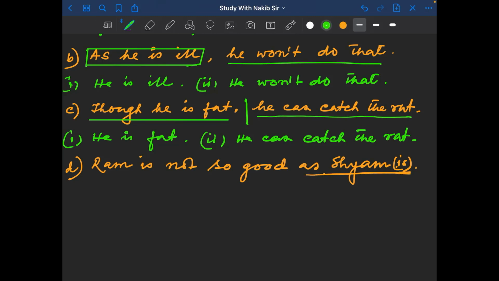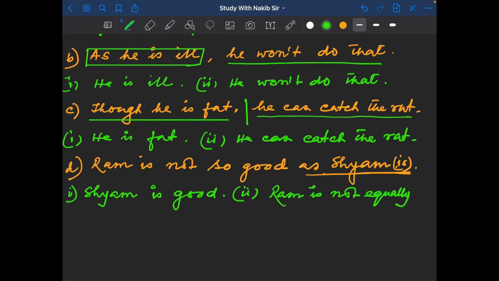See, like this, Sam is good. Number 2, Ram is not equally good. Sam is good, and number 2, Ram is not equally good. These two sentences are put in the combined sentence, Ram is not so good as Sam.